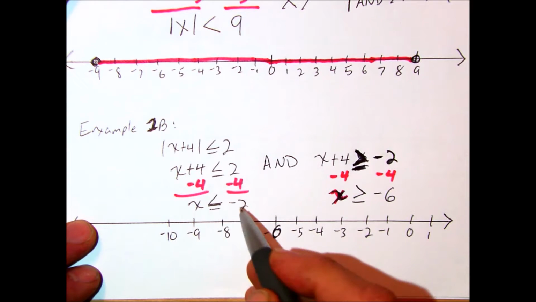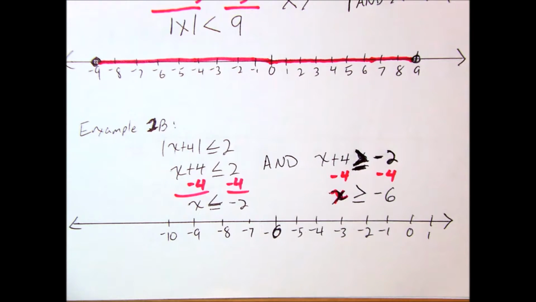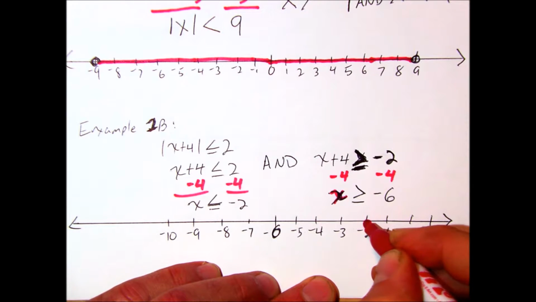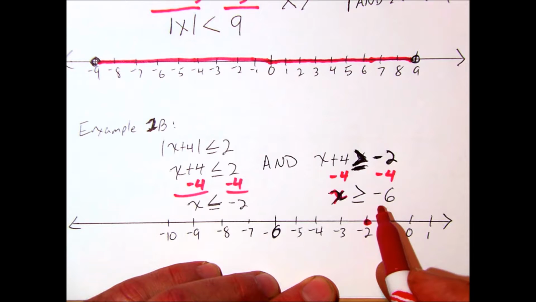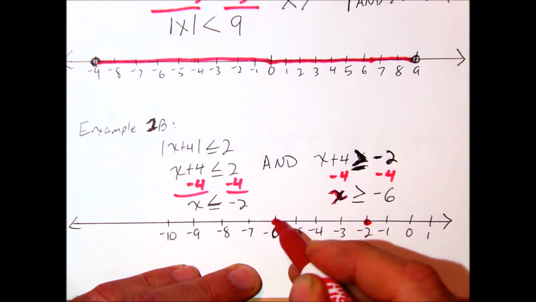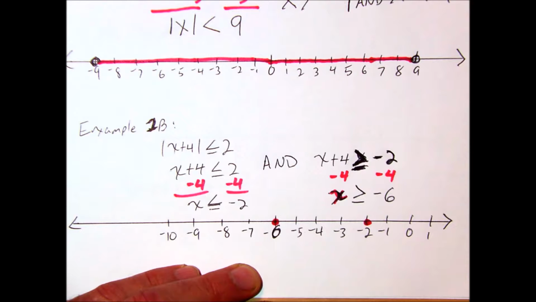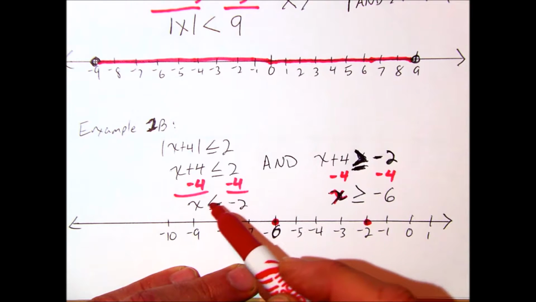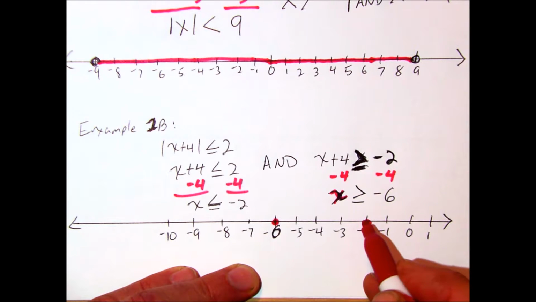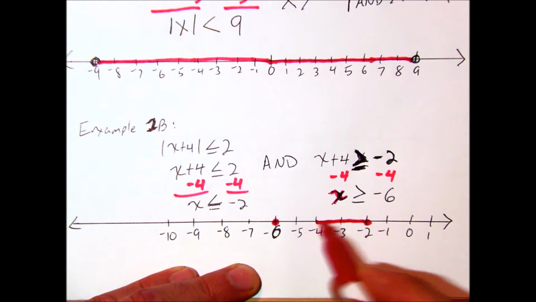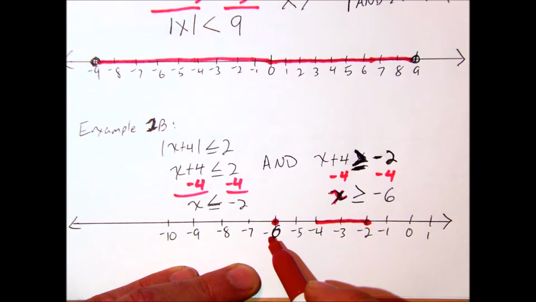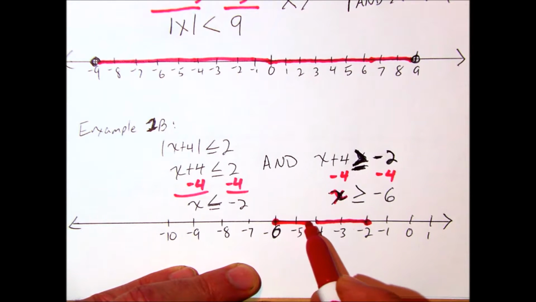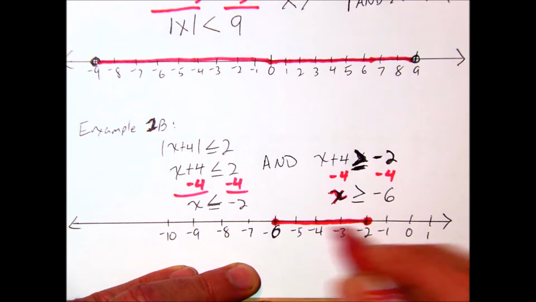So -2 is part of my solution, so there'll be a closed circle endpoint here, and then greater than or equal to -6, so there'll be a closed circle endpoint there. So my variable's on the left, so my graphing is going to go to the left from -2, heading this way, and from my -6 endpoint, my graphing is going to go to the right, and the two meet. So your graph looks like that.